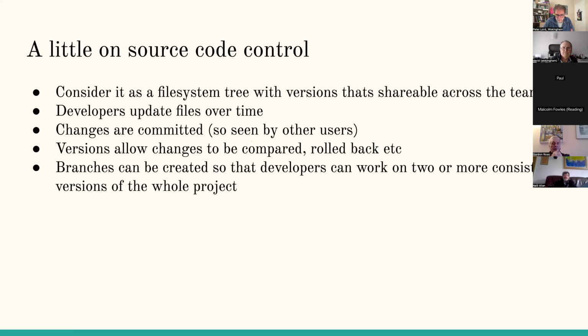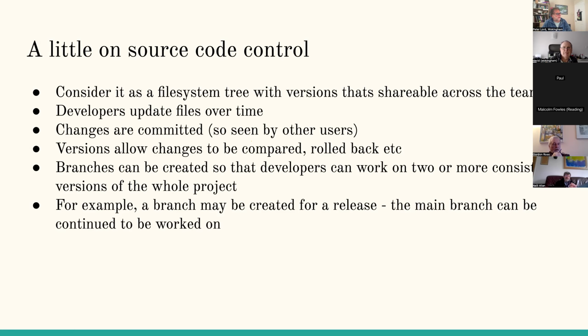And if you're reporting an issue on an open source project, you probably need to know what branch you're reporting. Are you running the very latest? Are you running the latest stable version? Are you running a testing version, and so on? So for example, a branch can be created for a release.